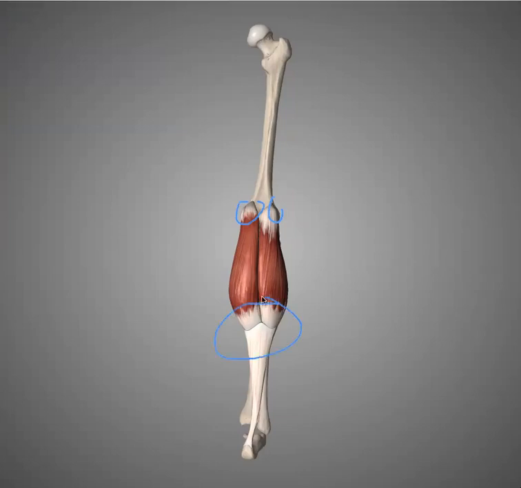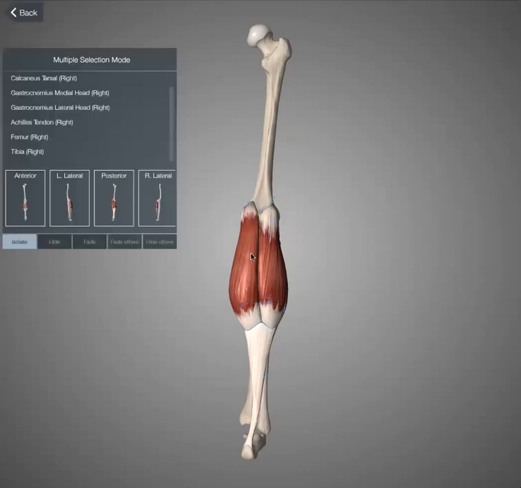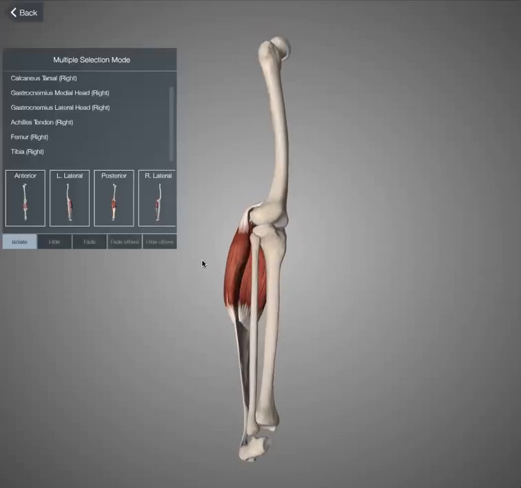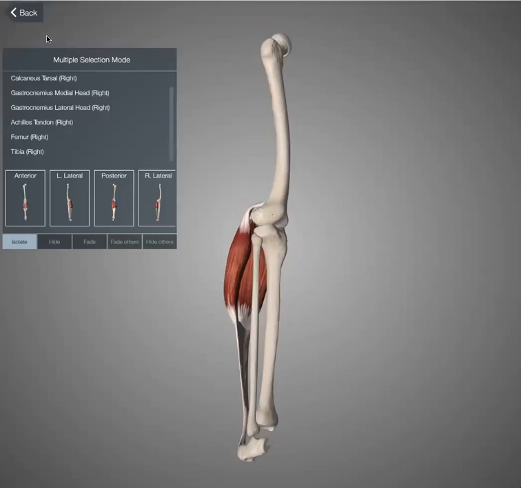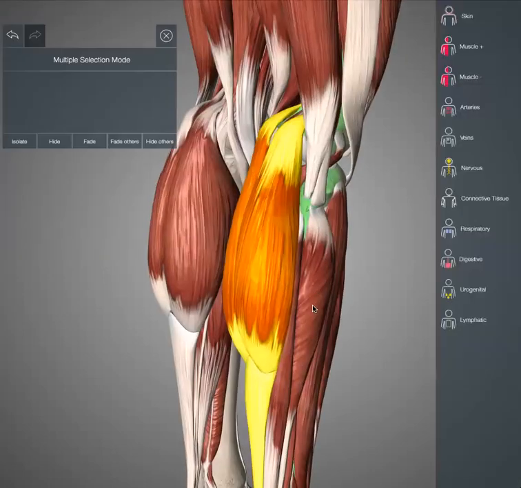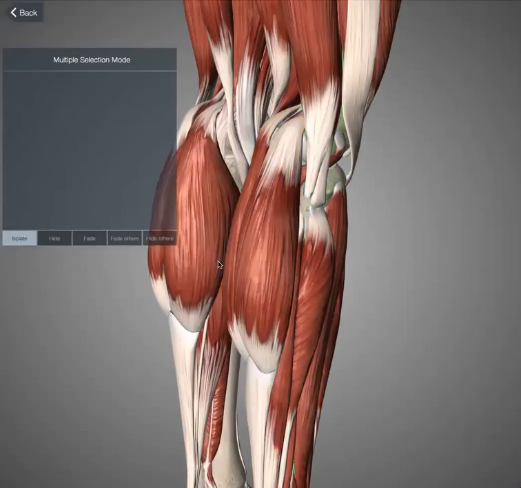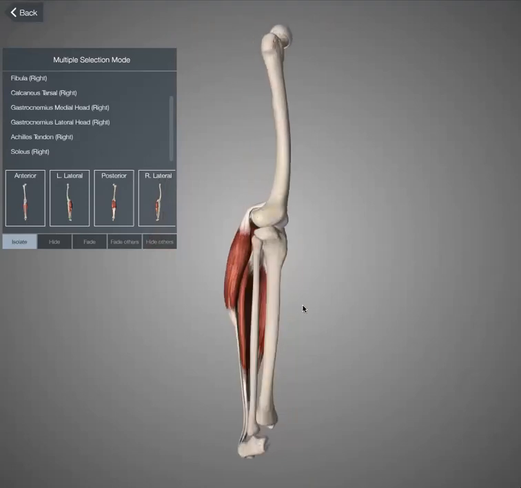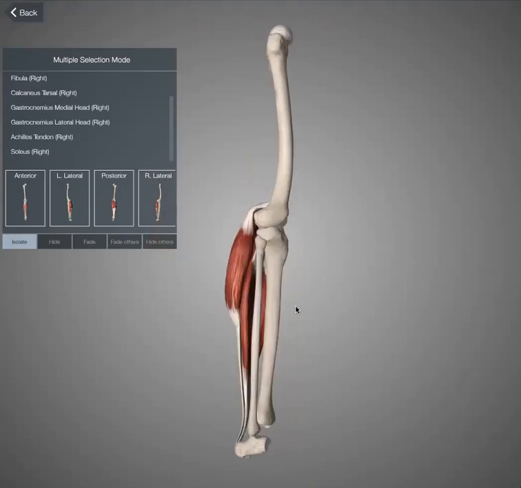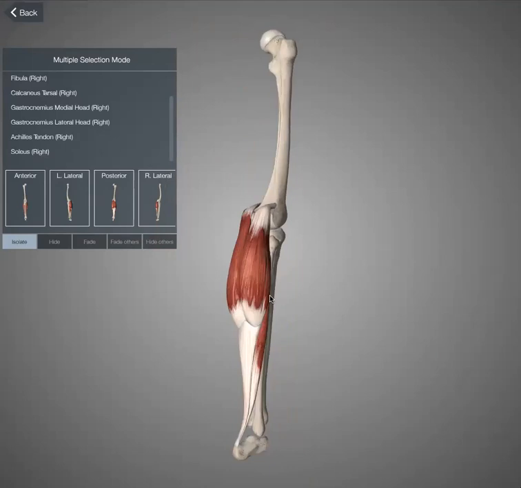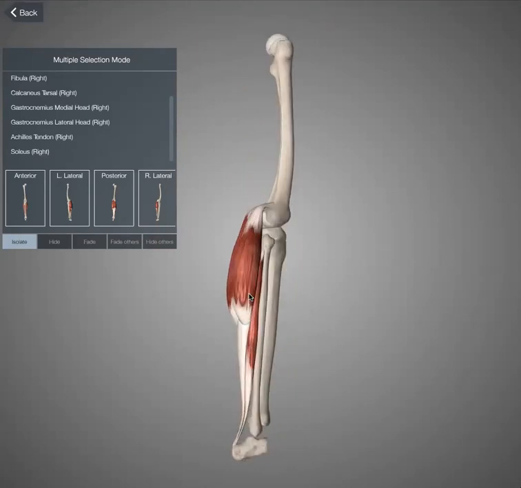And if you see here, we have to get the soleus in to see and show you something, that they all converge in a way to form this tendon at the end, okay?